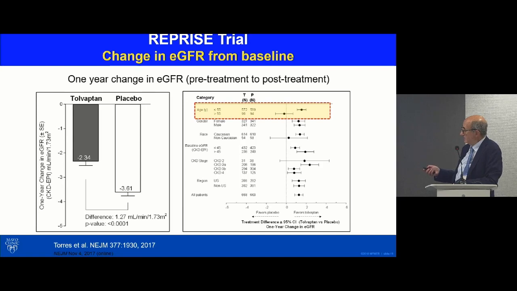Now, the reduction was greater in the placebo group than the tolvaptan group, with this 1.27 mLs per year benefit, but this benefit was not observed in the patients that were older than 55 years of age, and was observed only in the patients that were younger than 55 years of age. One reason for that could be that the patients older than 55 who entered the study were slow progressors. The rate of decline of kidney function during the study in the placebo-treated patients was lower than in the patients that were younger than 55 years of age.